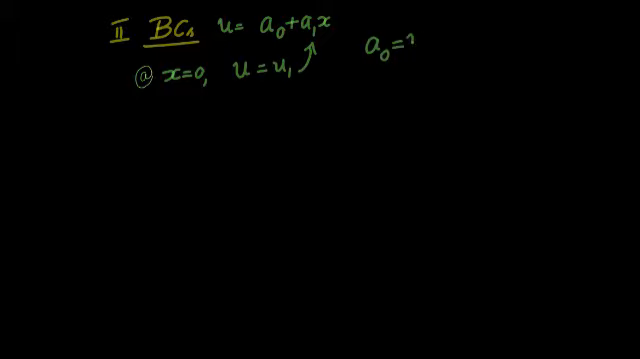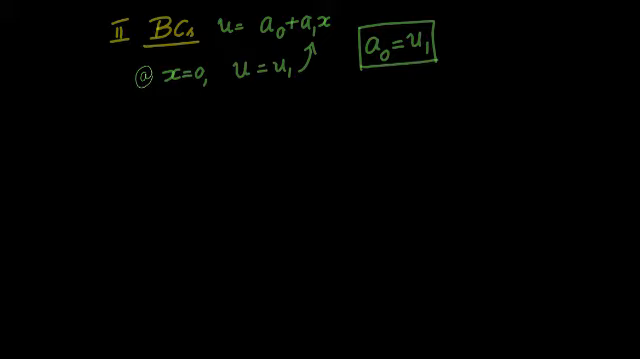At x is equal to 0, the value of displacement is going to be u1. If you apply this boundary condition on the trial solution, u is equal to a naught plus a1x, you are going to get the value of a naught as u1, because at x is equal to 0 the second term vanishes and u becomes u1.